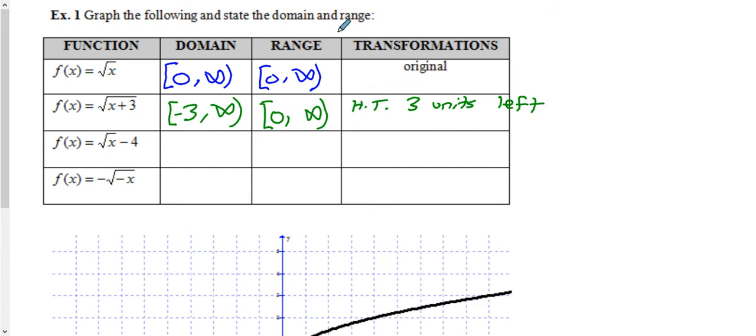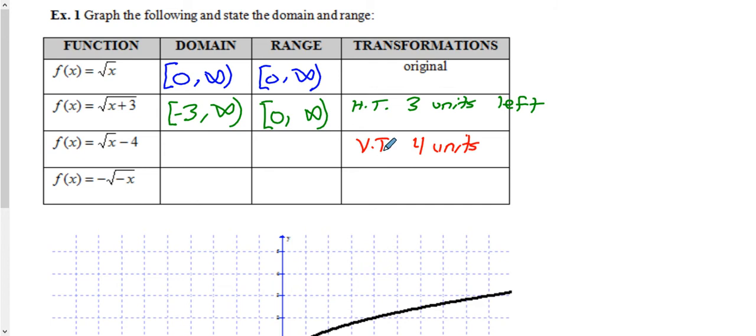In this next example here, we have square root of x minus 4. Notice that our radical symbol stopped after x. That minus 4 is outside of the function. So if you're outside of the function and you have a positive or negative, that's a vertical translation. So I have VT for vertical translation. We're going 4 units.